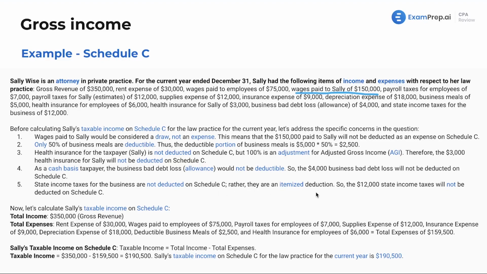Rather, they're going to be an itemized deduction. So the $12,000 state income taxes will not be deducted on Schedule C. Again, very important you understand the different schedules, where everything goes. We'll see the Schedule A in our adjustments to income.